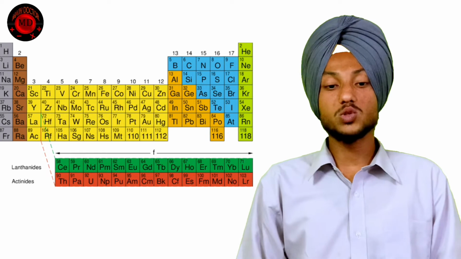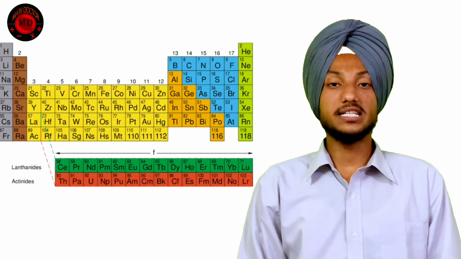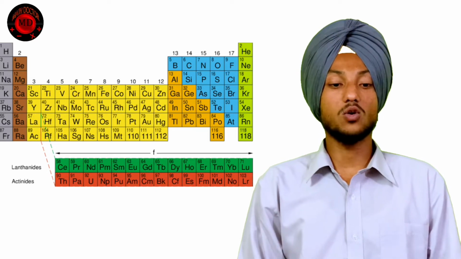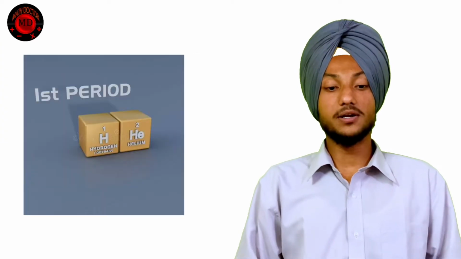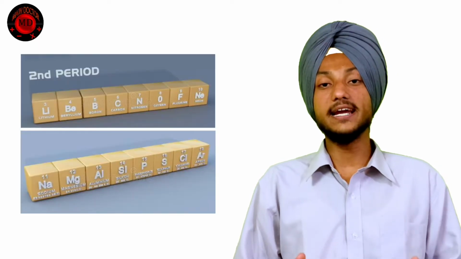The horizontal rows of elements in a periodic table are called periods. There are 7 periods in the long form of the periodic table. The elements in a period have consecutive atomic numbers. The number of elements in each period is as follows. The first period contains 2 elements. The second and the third periods contain 8 elements each.